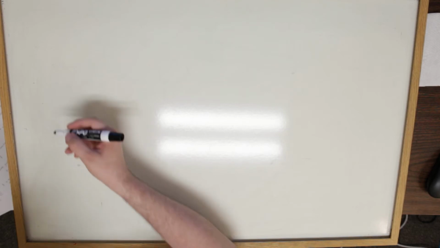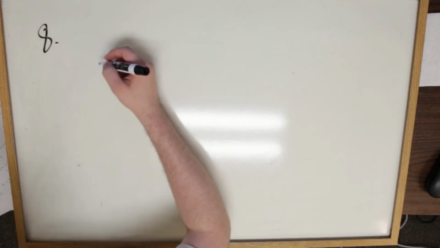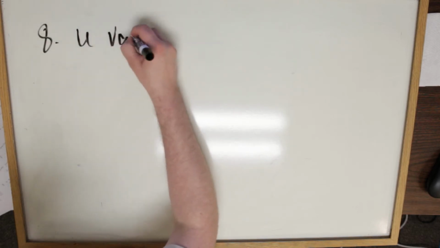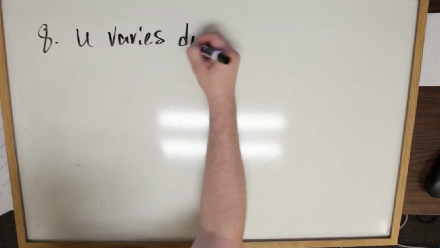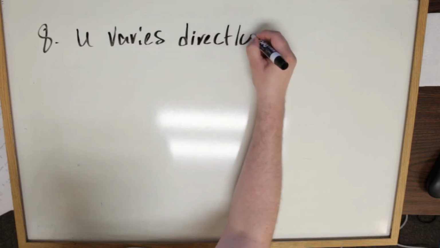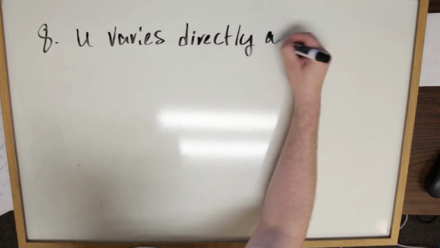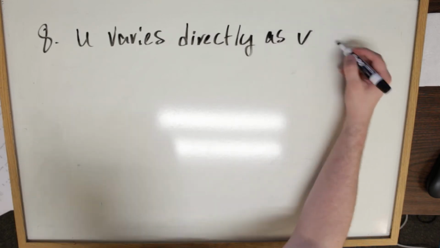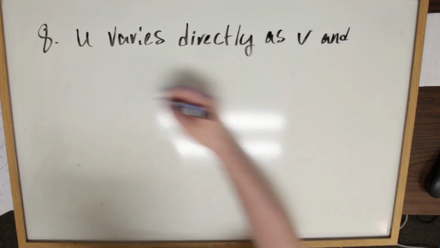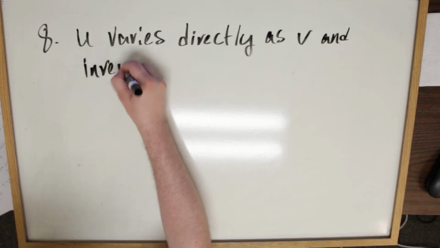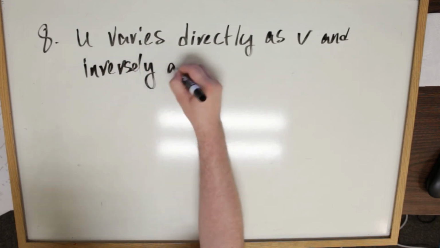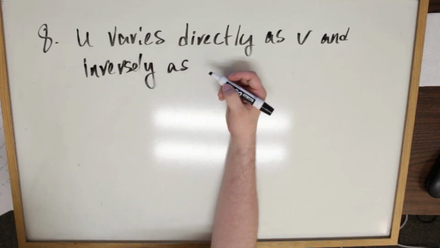Let's do question 8. This says u varies directly as v and inversely as the square of w.